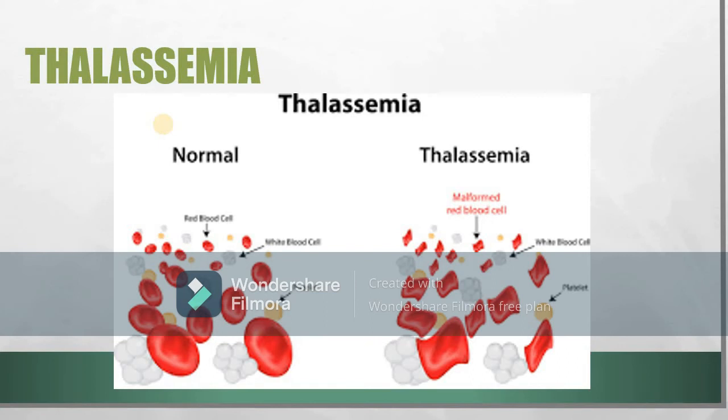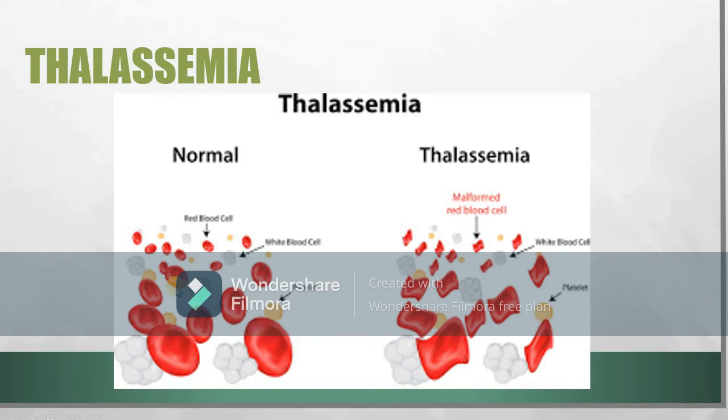Thalassemia is also called Cooley's anemia, because of the person who discovered it, whose name was Thomas B. Cooley, who was an American physician. It is a genetic problem, and it is due to mutations in the gene of hemoglobin. So the red blood cells are produced in large numbers.